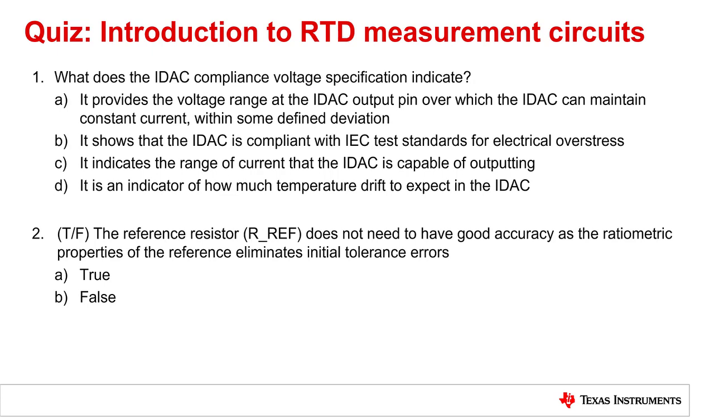Question 2. True or false? The reference resistor, RF, does not need to have good accuracy, as the ratiometric properties of the reference eliminates initial tolerance errors. The correct answer is B. False. Choose a high accuracy, low drift reference resistor for high performance RTD systems.